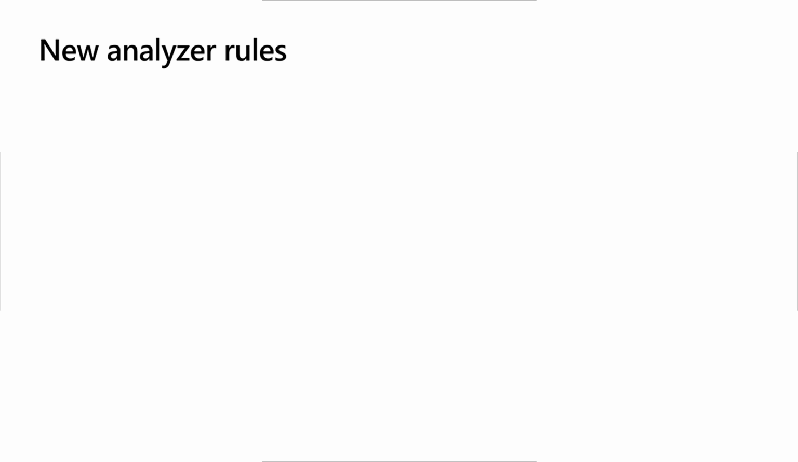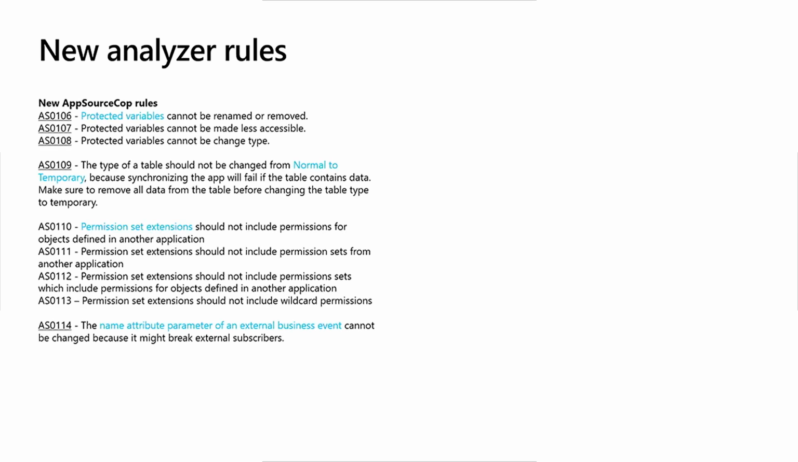And as in every release, we also added new analyzer rules. There are quite a few of them. I won't go through all of them in detail, but let's have an overview. We have added quite a few rules for the app source scope. We have added some rules regarding protected variables breaking changes. For example, if you rename or modify them, then there are some rules to govern those changes.